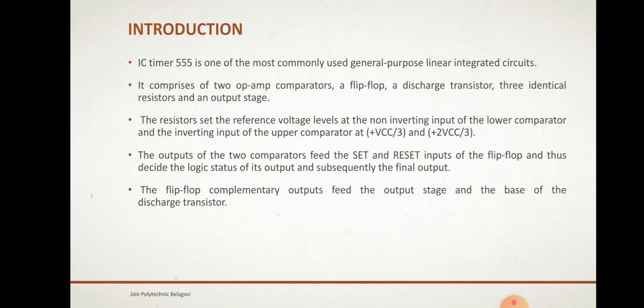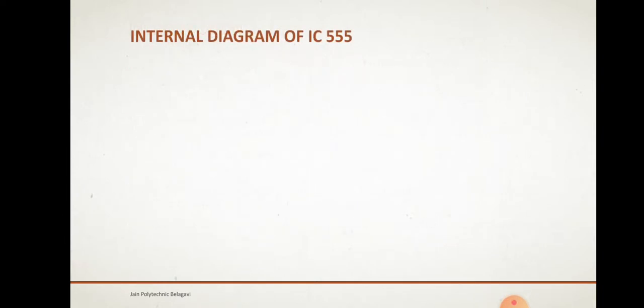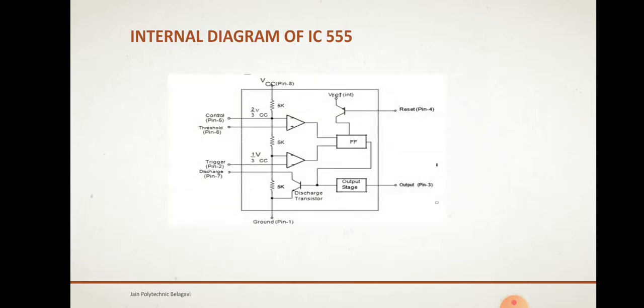The different terminals of 555 are designated as follows. Terminal 1 is for ground, terminal 2 is for trigger, terminal 3 is for output, terminal 4 for reset, terminal 5 for control, terminal 6 for threshold, terminal 7 for discharge, and terminal 8 for plus VCC. You can observe the internal diagram here.